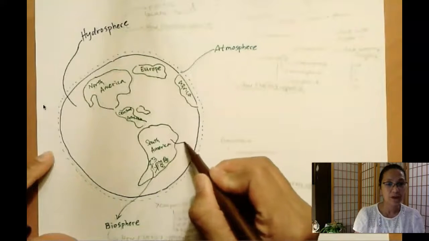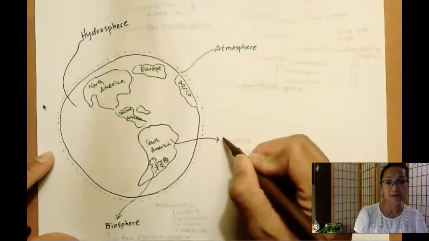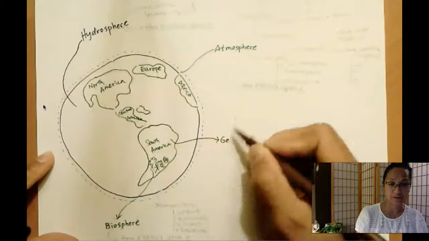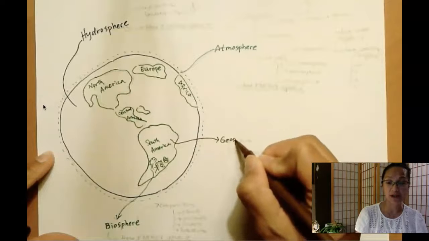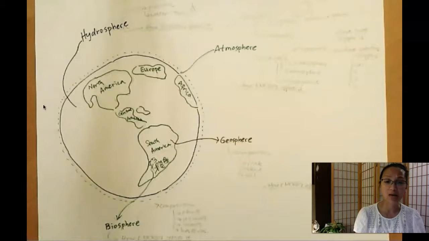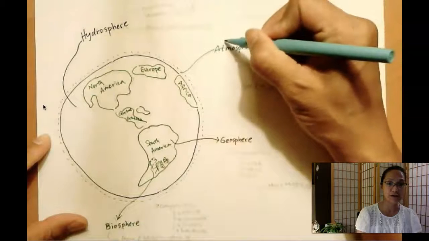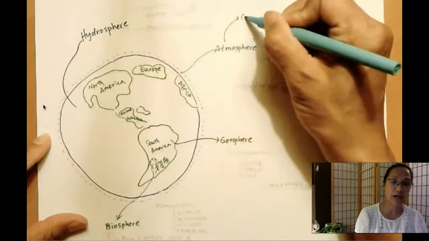And the fourth main part of the Earth system is the geosphere. So that would be anything that is on the land, like dirt, rocks, what makes up a mountain, soil. So now we have the four main systems, which are the hydrosphere, atmosphere, geosphere, and biosphere.